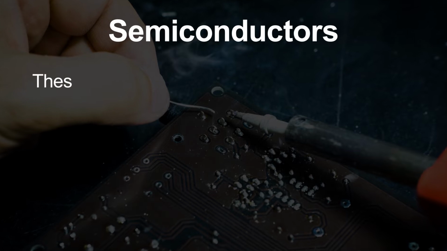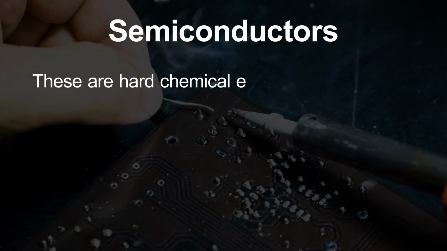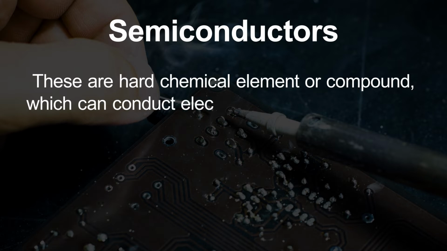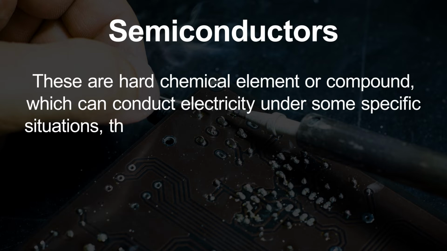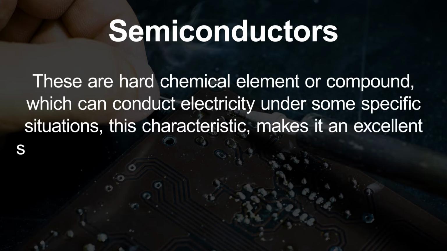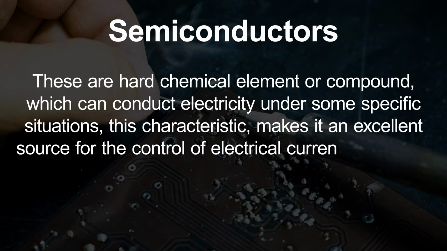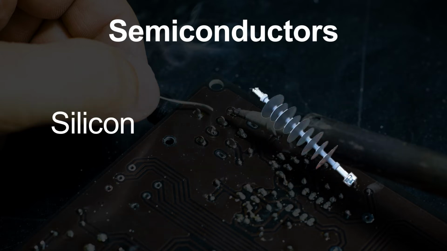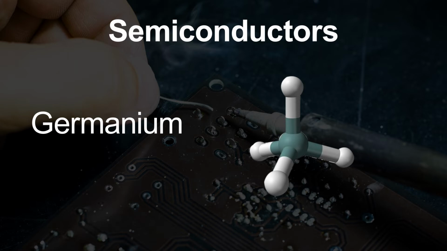Semiconductors. These are hard chemical elements or compounds which can conduct electricity under some specific situations. This characteristic makes them an excellent source for the control of electrical current. Examples of semiconductors: silicon, carbon, germanium.